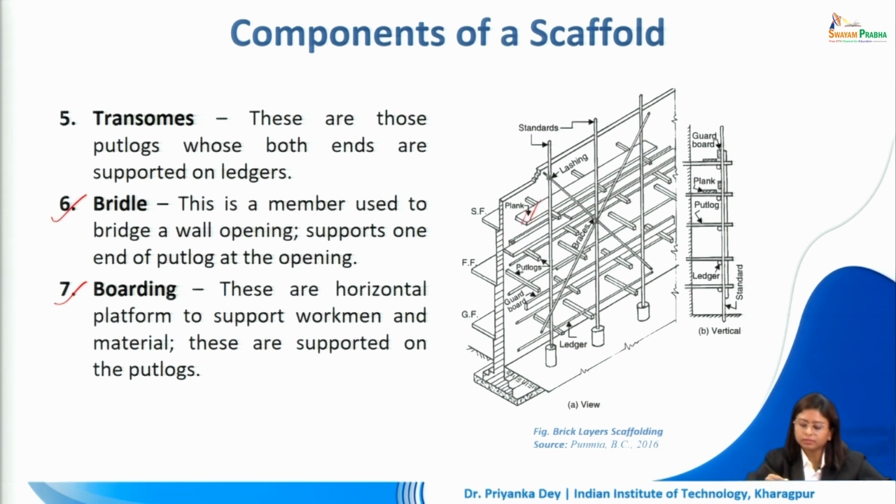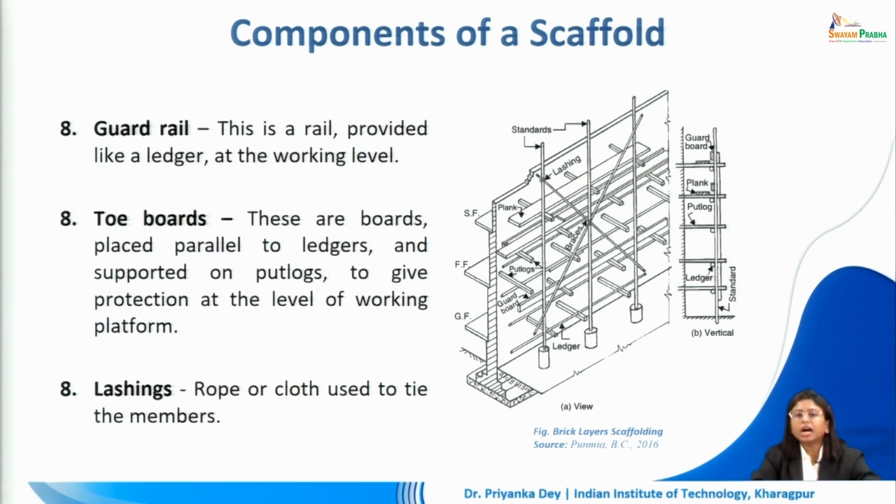So these are the planks or boardings, which I am hatching in the figure right now. The guardrail is a railing which is provided alongside this ledger at the working level. This is to prevent the workmen from tipping over. So this guardrail is going to protect the person standing from tipping over this railing. Now toe boards are also similar to guardrails. They are at a lower level. They are ensuring that the materials that are placed on this board don't roll over.